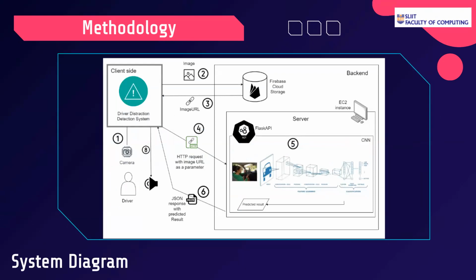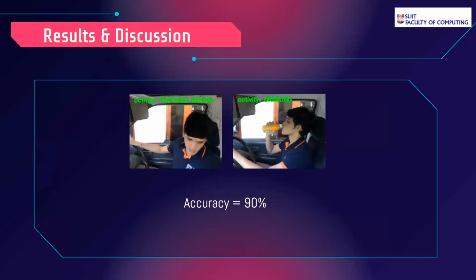They will take pictures of the driver and send them back to the server and get the prediction. So if the driver is distracted, the system will again alert. So the passengers or the driver can hear that alert, and they get to know that the driver is distracted, so they can focus on their drive. So these are the results and discussions. The accuracy of this model is around 90%, and you can see some examples as well.